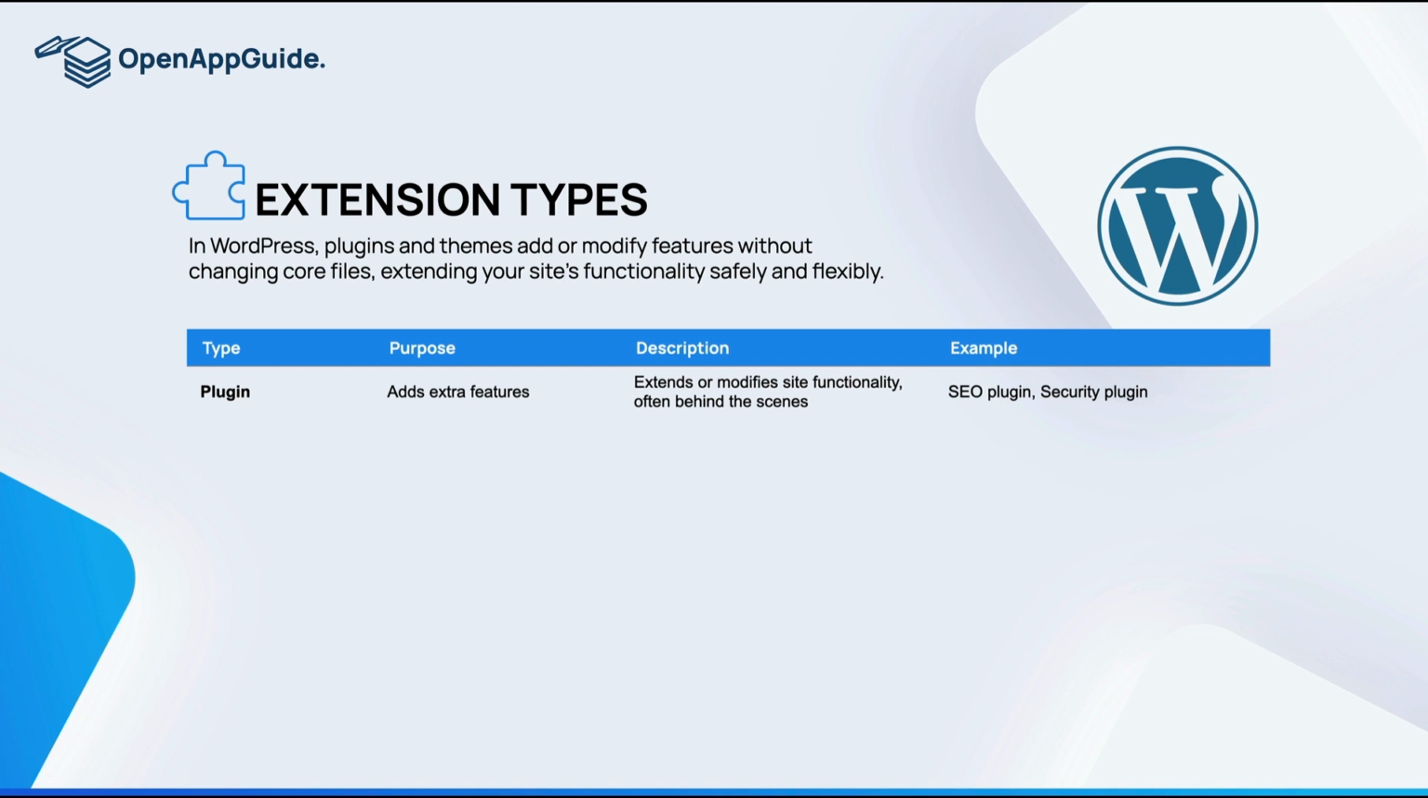WordPress on its own is a rather simple platform, but when you start adding in plugins, you can get something rather complex and sophisticated pretty quickly. The next extension type are themes. Themes control the appearance and layout of the site.